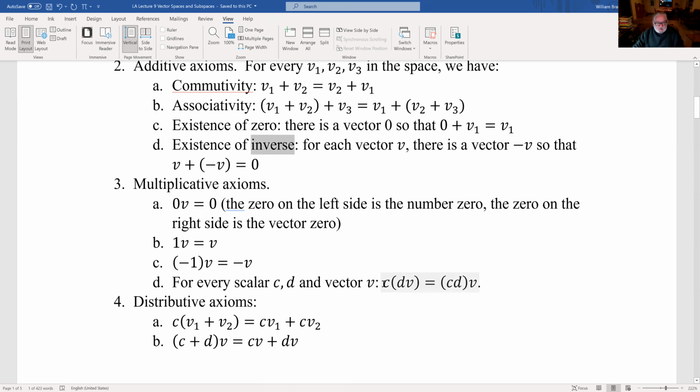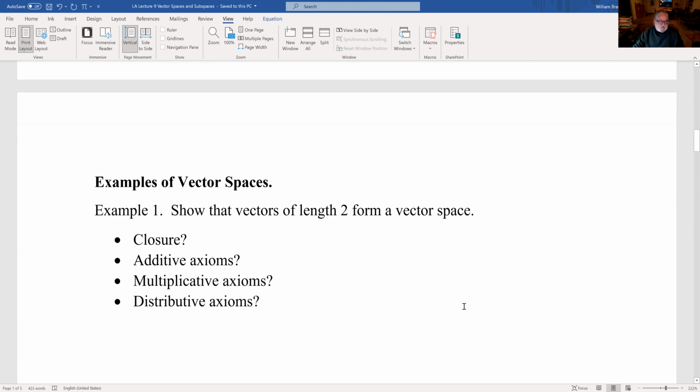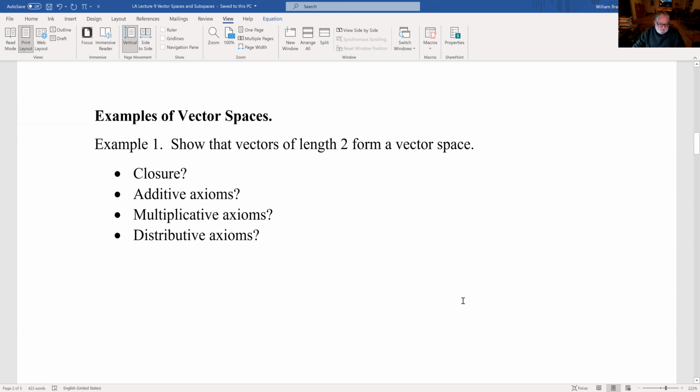And then if you have constants, you can multiply one constant times the vector and then the other constant, or you can multiply the two constants together. And then there's distributive axioms. Constants distribute over vectors and vectors distribute over constants. So it's not too bad. So vectors of length 2 form a vector space. So these are vectors.